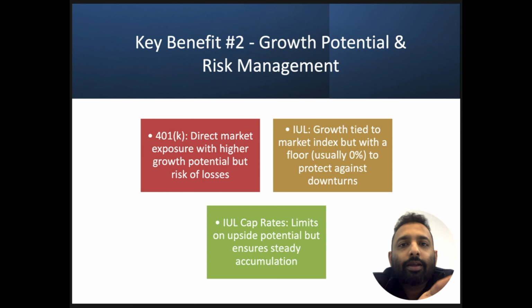So that's why when the market performs, the company makes more money. When the market is not performing, we make big money. So that's kind of a guaranteed amount, and it's a safety for your future. And IUL growth is tied to a market index, but with a floor of usually 0% to protect against downturns. IUL cap rate limits the upside potential, but ensures steady accumulation. So this is what I just explained.